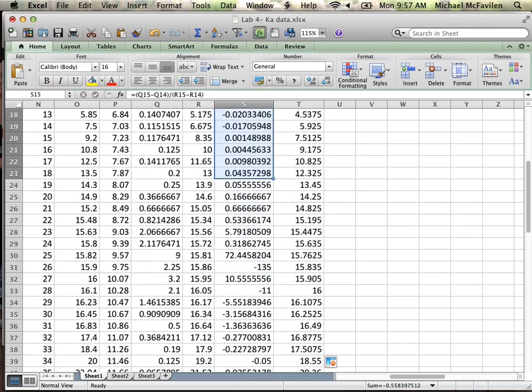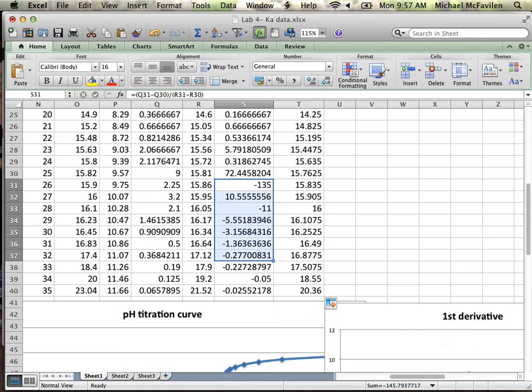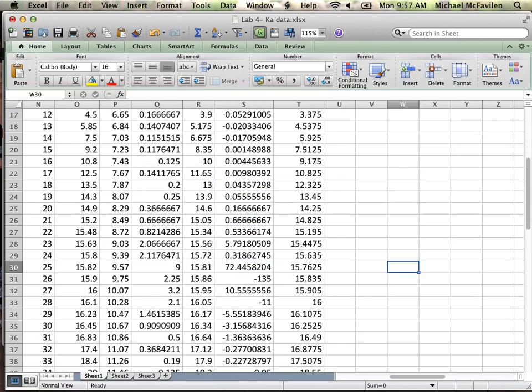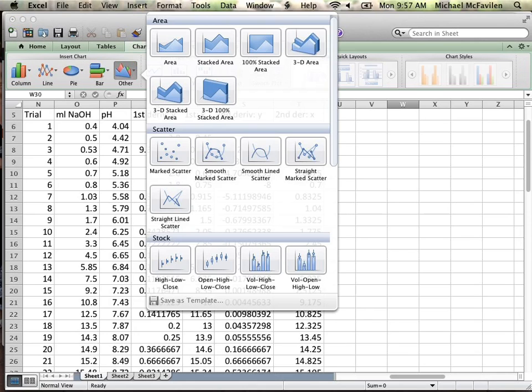What happens as we continue to go through the data? Our value spikes and gets very, very large, and then goes negative. And then it goes back to being relatively 0. Okay? So at first blush, this looks pretty reasonable. So let's go ahead and set up our chart.